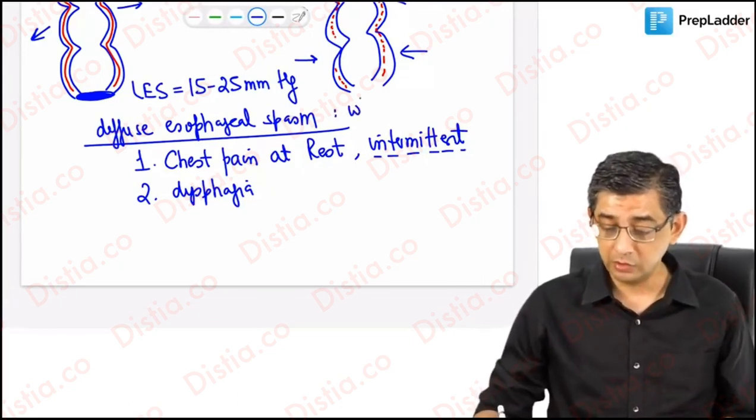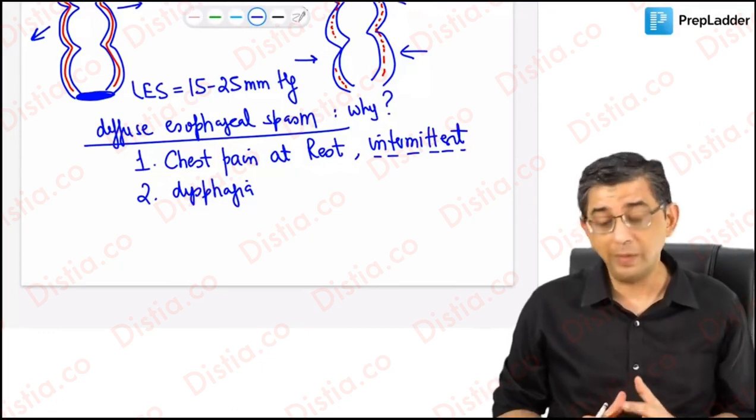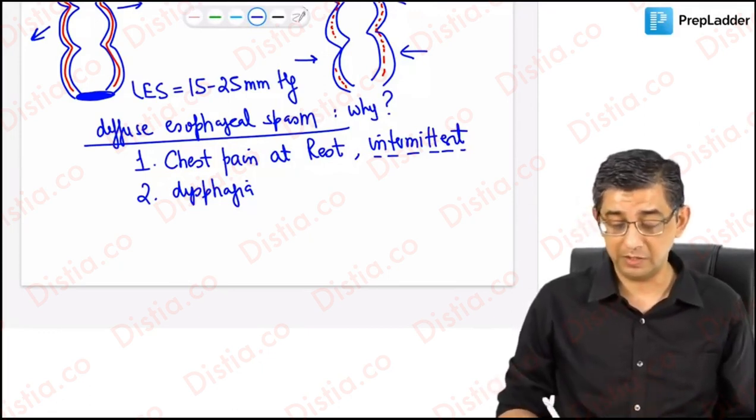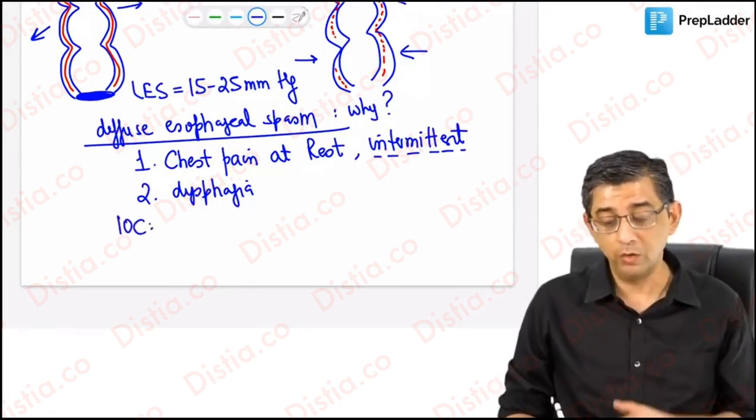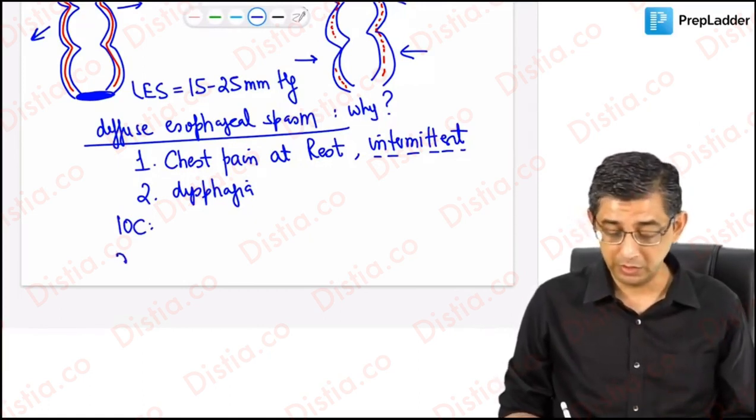Well, why does diffuse esophageal spasm occur? It is idiopathic. It is an idiopathic condition which is contributing to these manifestations. Now, how do you evaluate that this is diffuse esophageal spasm? I said this is a diagnosis of exclusion.